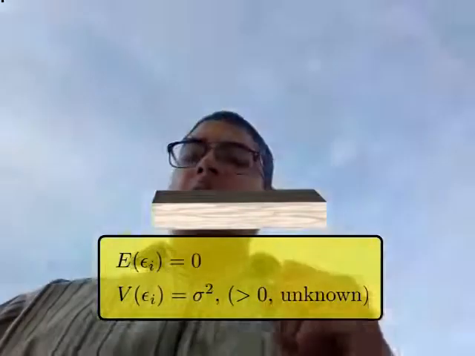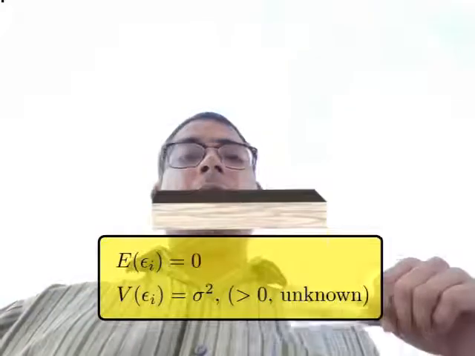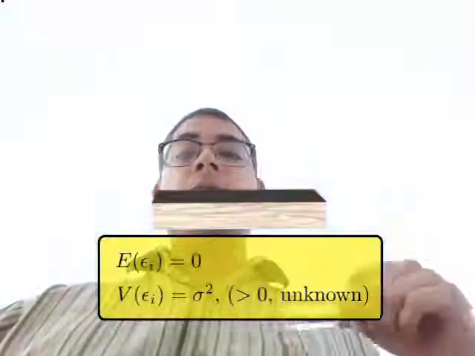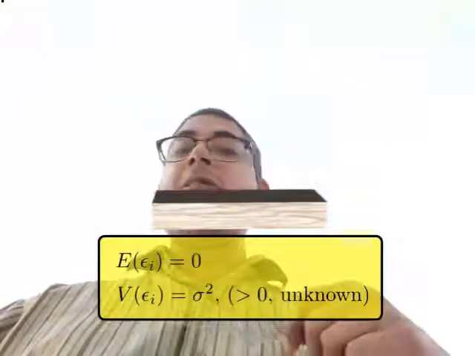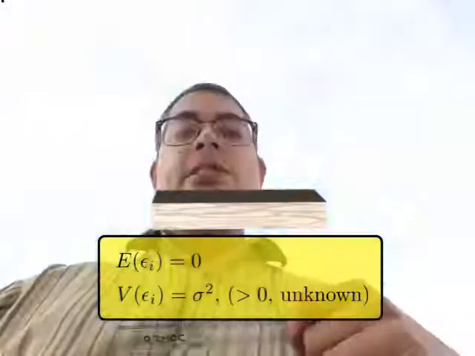That is not feasible in practice. So I am allowing that the sigma square is unknown, but they are all having same sigma square. This is referred to as the homoscedastic setup.